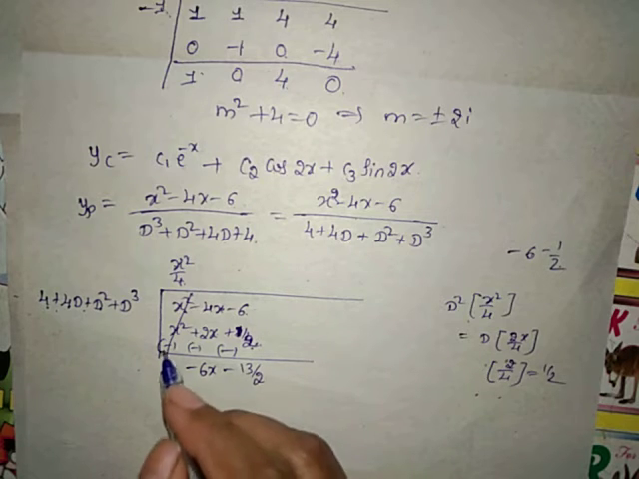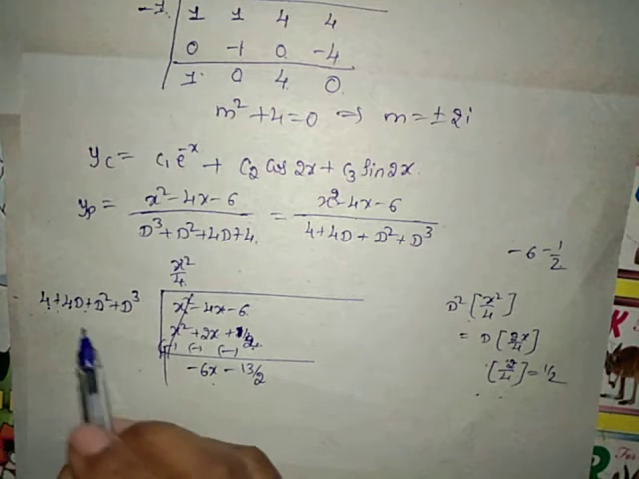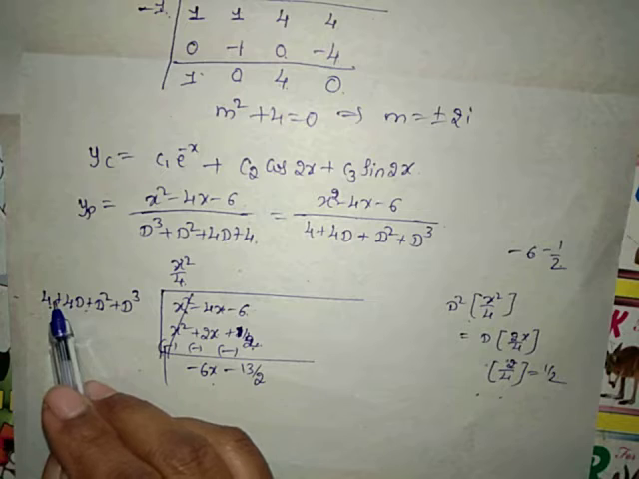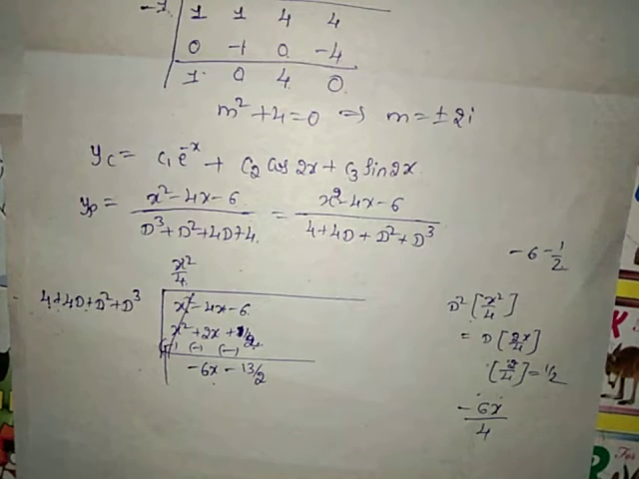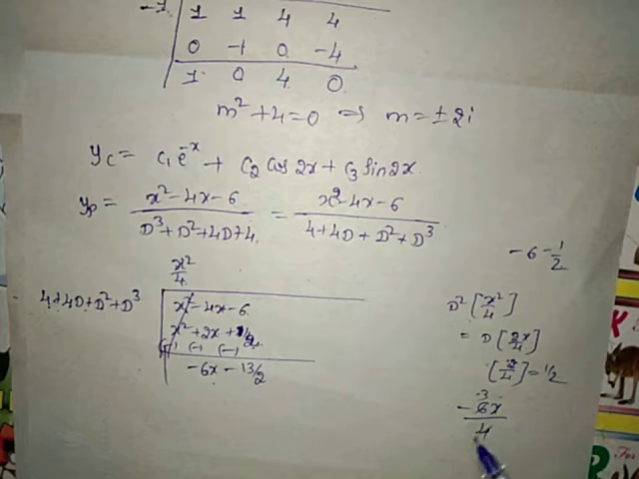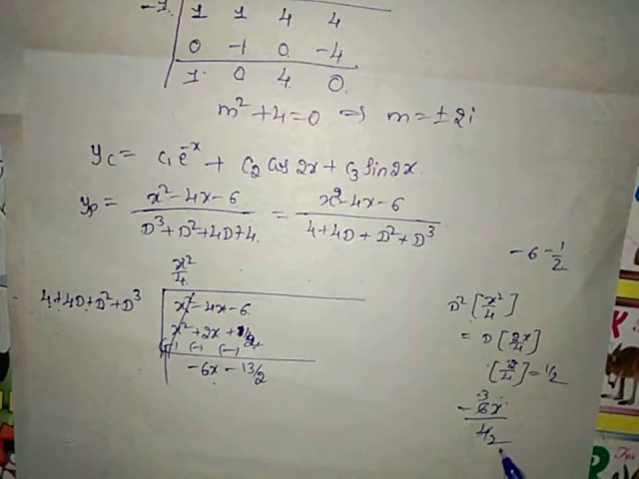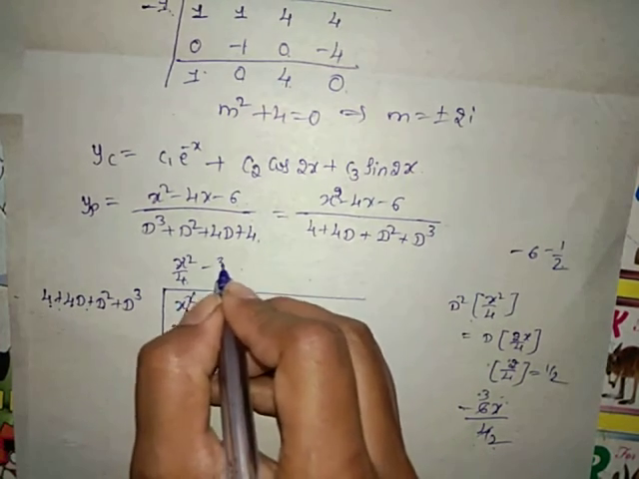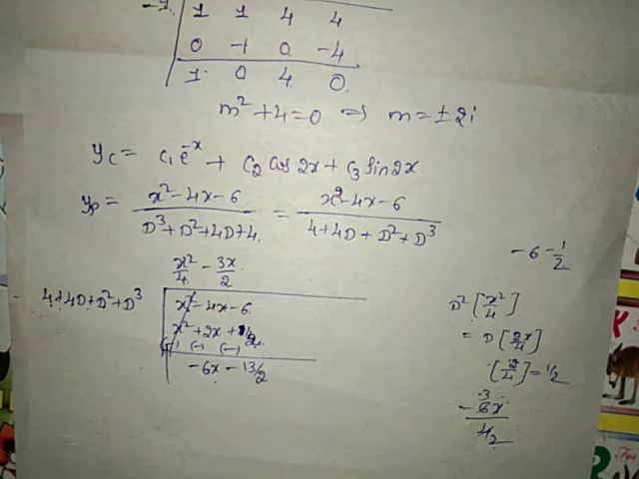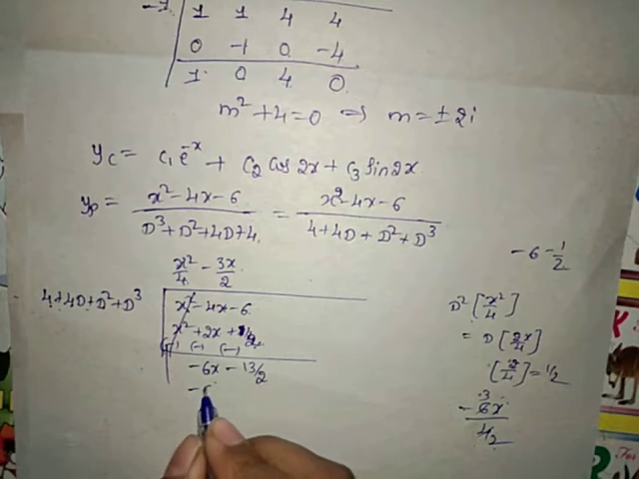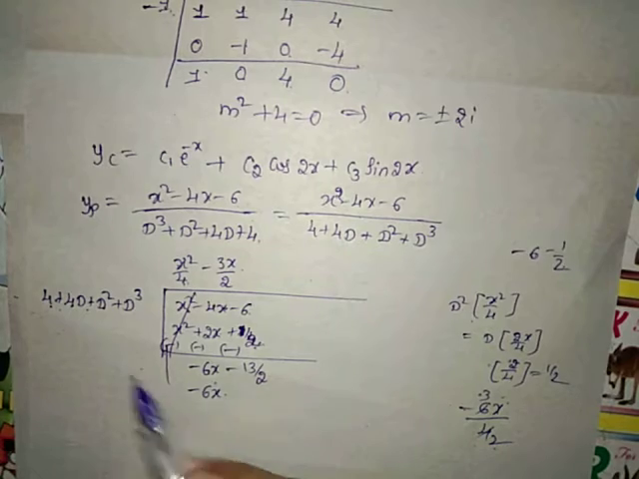Now again, first term of the function x divided by f of d. So minus 6x by 4, which is minus 3x by 2. Minus 3x by 2 is our quotient. Now 4 into minus 3x by 2 is equal to minus 6x.